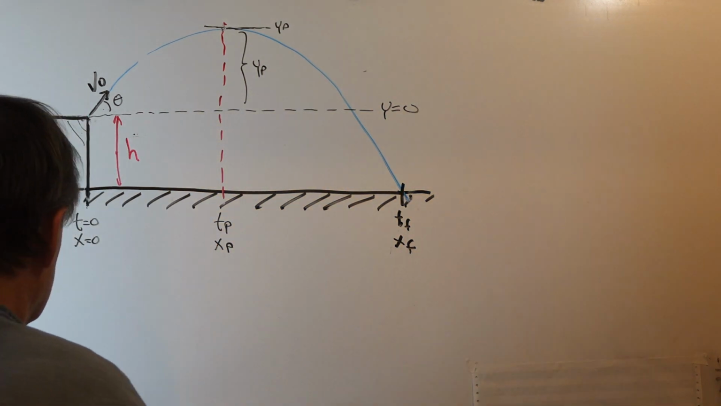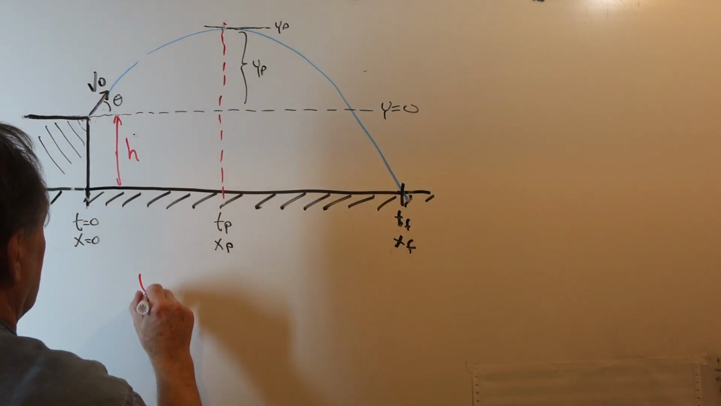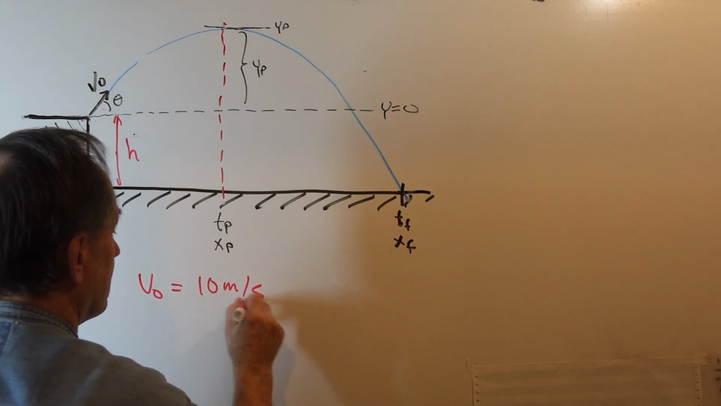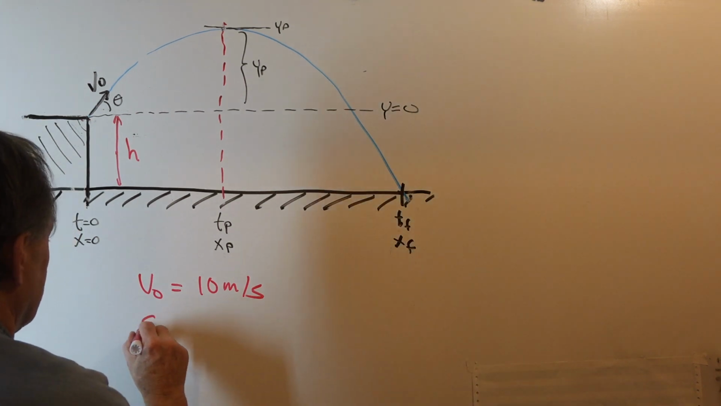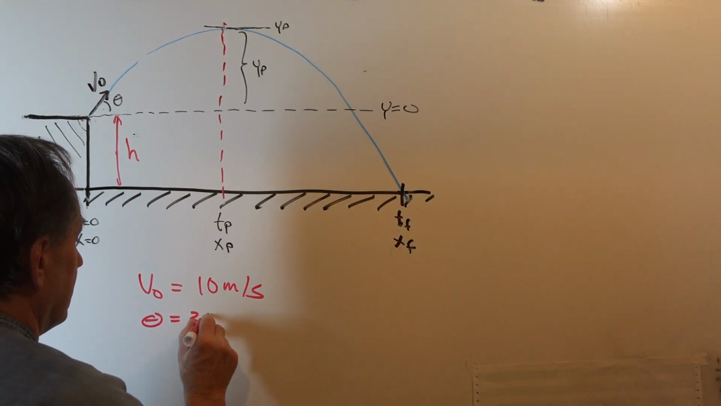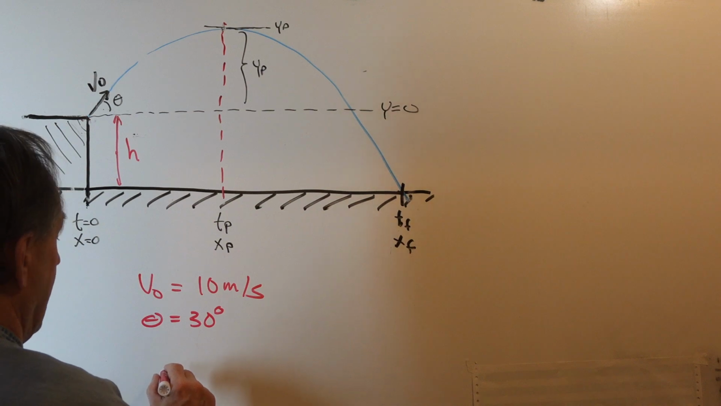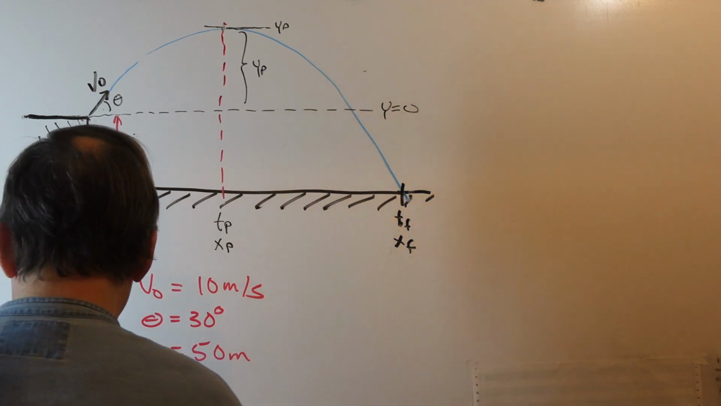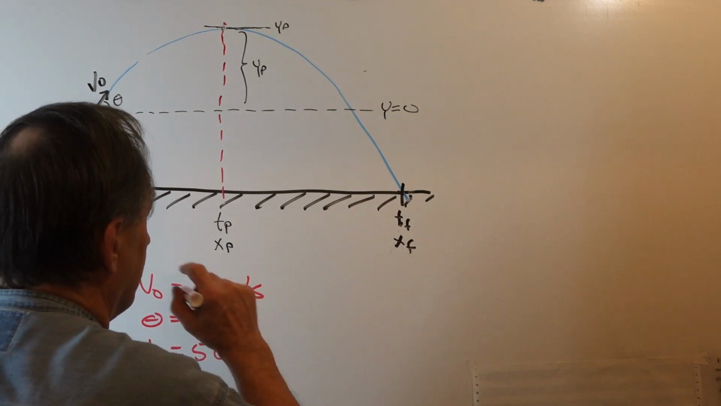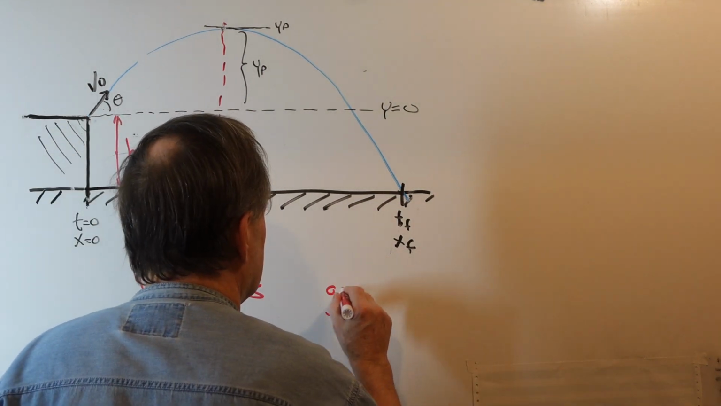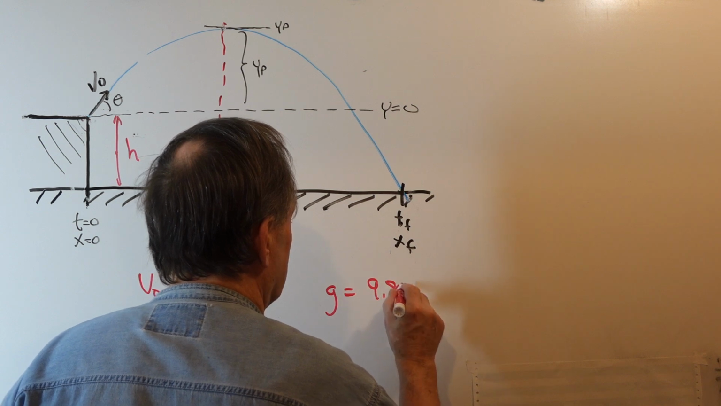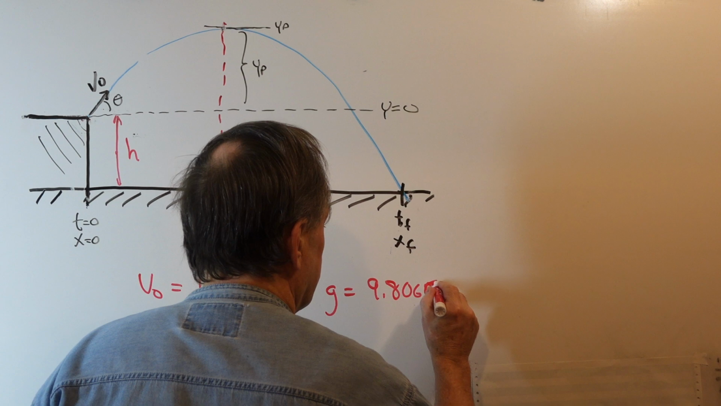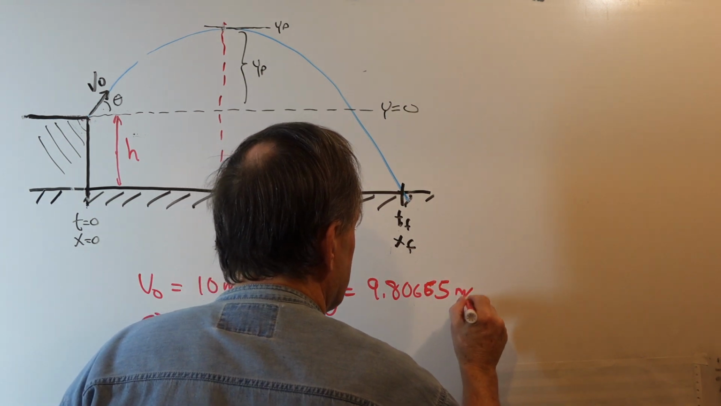So the values are, we're going to shoot our bullet with an initial velocity of 10 meters per second, at an angle theta of 30 degrees. The height of the building is 50 meters. And for g, the acceleration due to gravity, I use the standard value of 9.80665 meters per second squared.